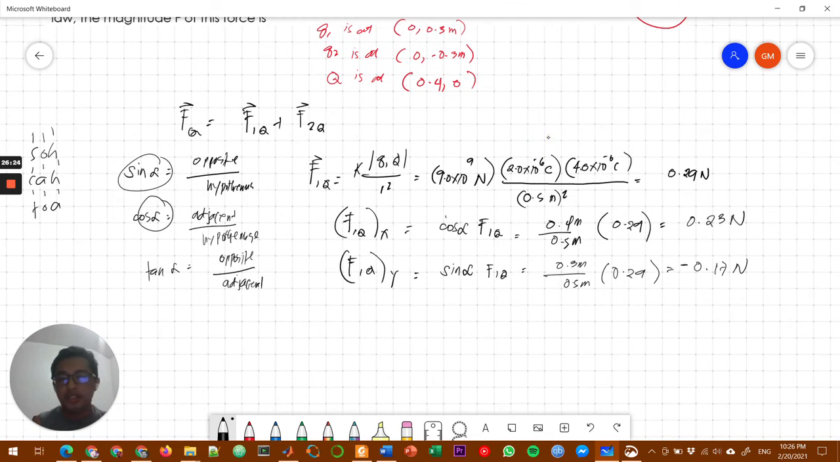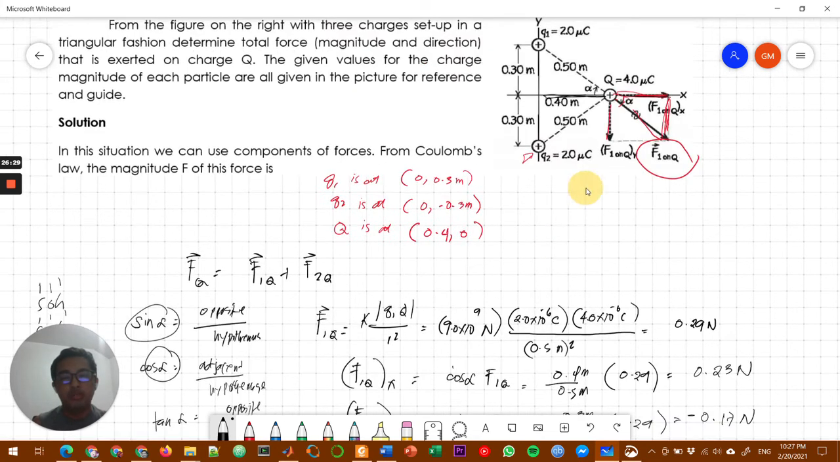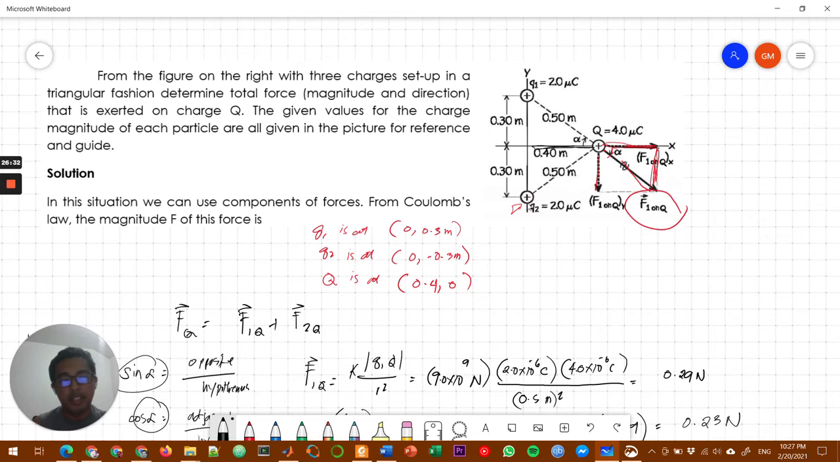This formula actually comes from Coulomb's law. So we have K Q Q prime over R square, or just say Q naught. Okay. So the electric field is just like this.